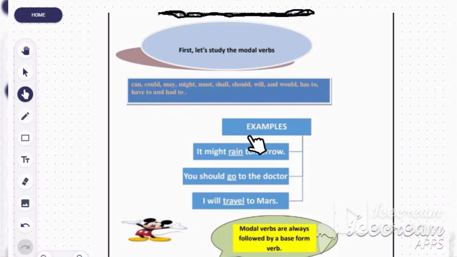I've written these examples for you. The verb after them must be base. ركز معي. الفعل بعد هاي الكلمات دائما مجرد وتأتي مع all the pronouns، مع جميع الضمائر.